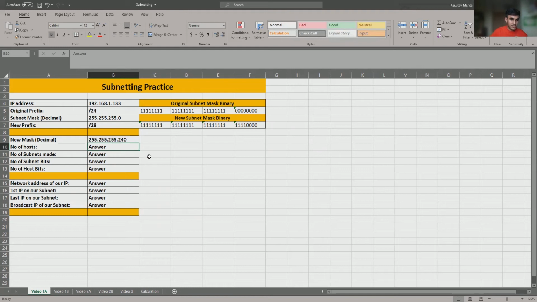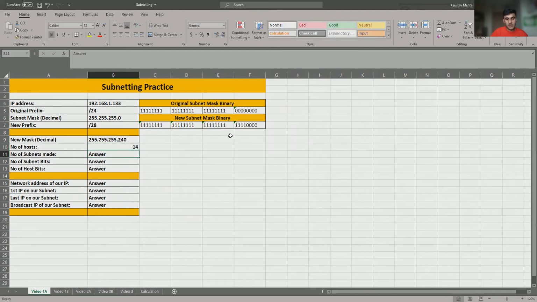Now the number of hosts. A simple formula to find the number of hosts is you take 2 to the power of the number of bits left, so the ones that are zeros, minus 2, because the first and the last addresses will be one for the network address and one for the broadcast address. The last one's the broadcast and the first one's the network address. So the number of hosts will be 2 to the power 4, because we have 4 zeros left here, which is 16, minus 2, 14. So the number of hosts here will be 14.